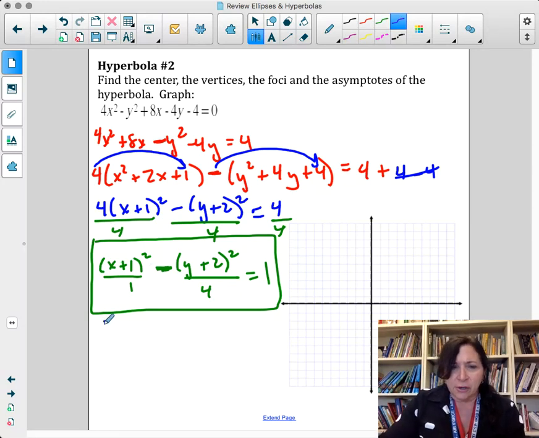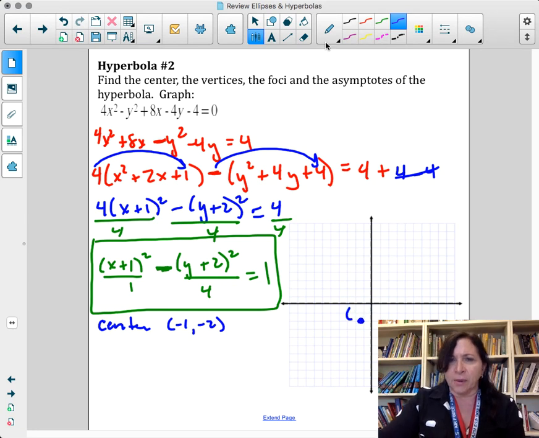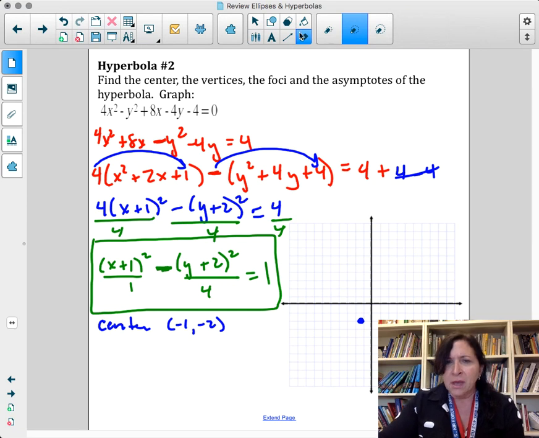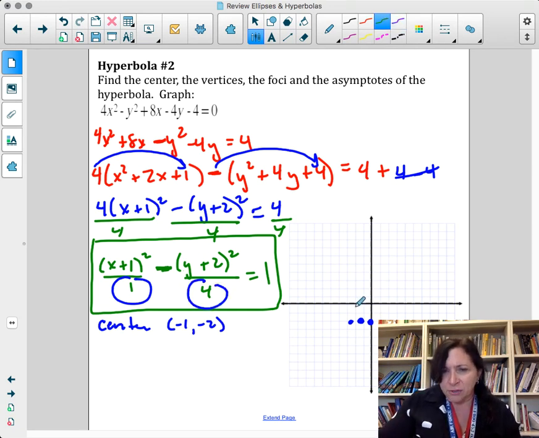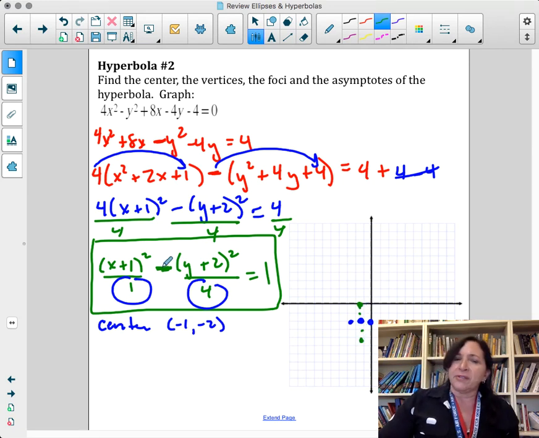So my center of my hyperbola is at negative 1, comma, negative 2. So negative 1, negative 2, so it's around here. And I like to write it there, but I'm going to wait for just a minute. In the x direction, I'm going to take the square root of this value, which means I'm going to go 1 to the left and 1 to the right. In the y direction, I'm going to take the square root of that, which is up 2 and down 2. So up 2 and down 2. And do not connect the points because this is a hyperbola. You cannot connect this. What you need to do is make a box. So we're going to box this up.